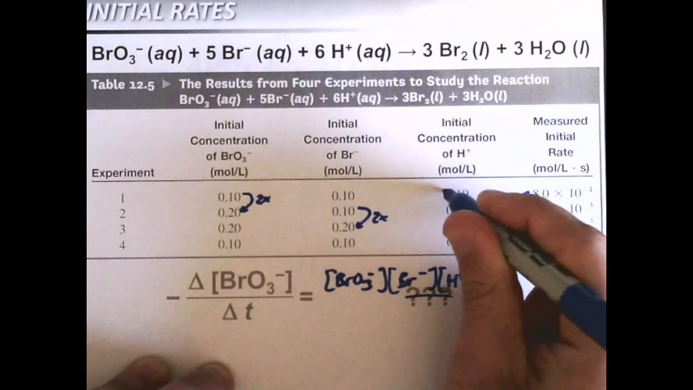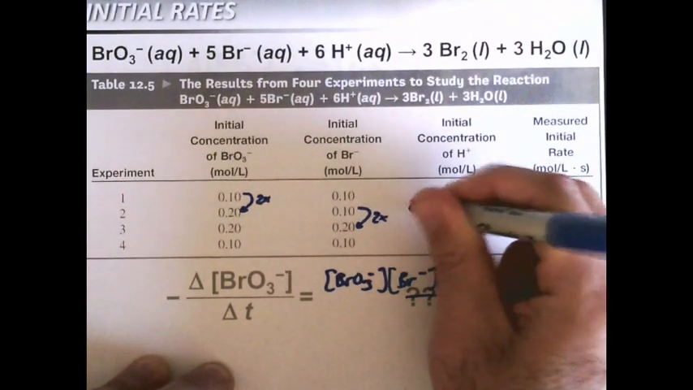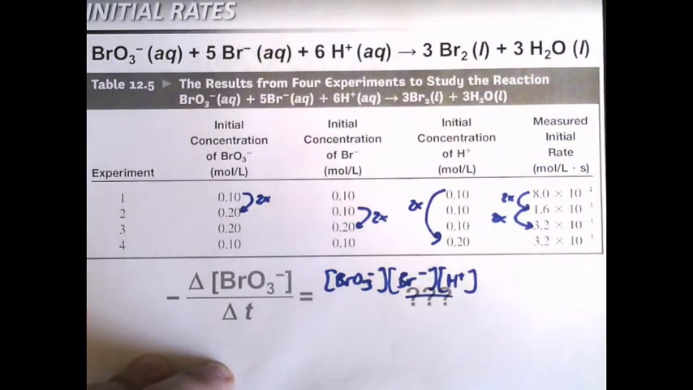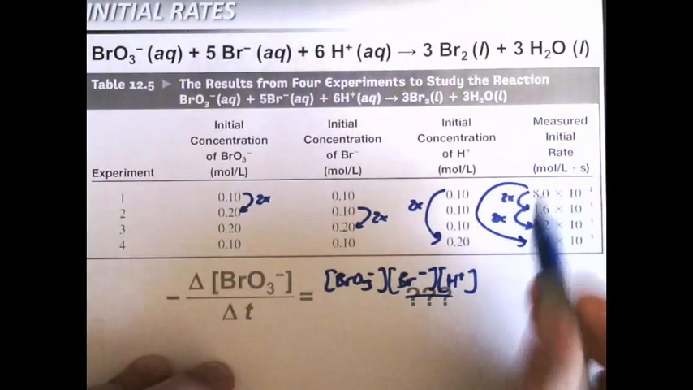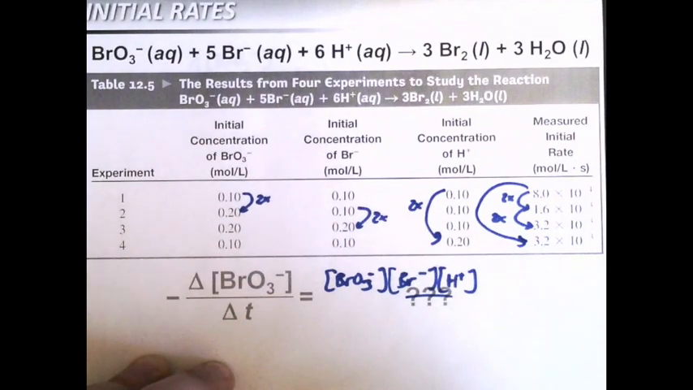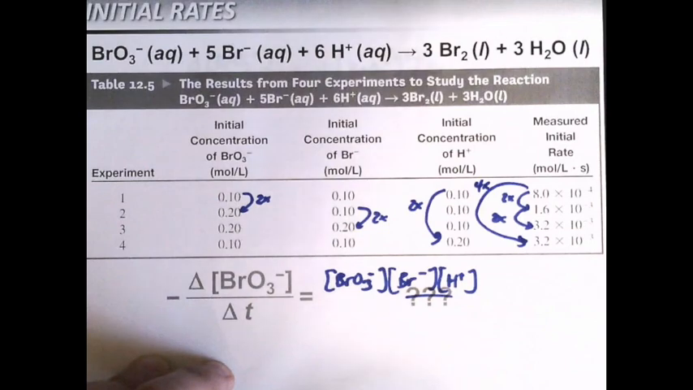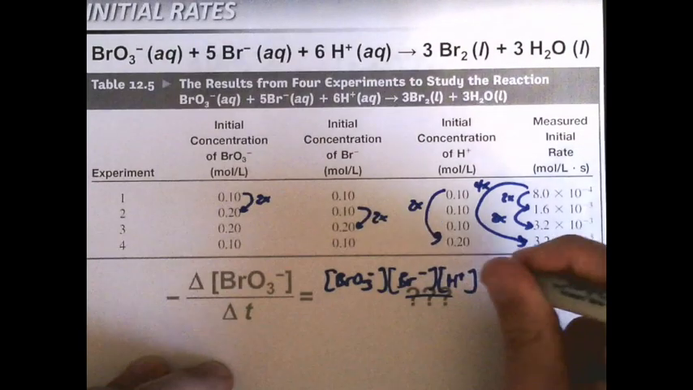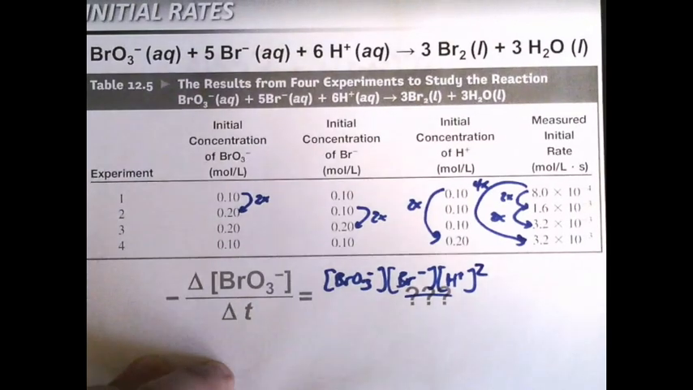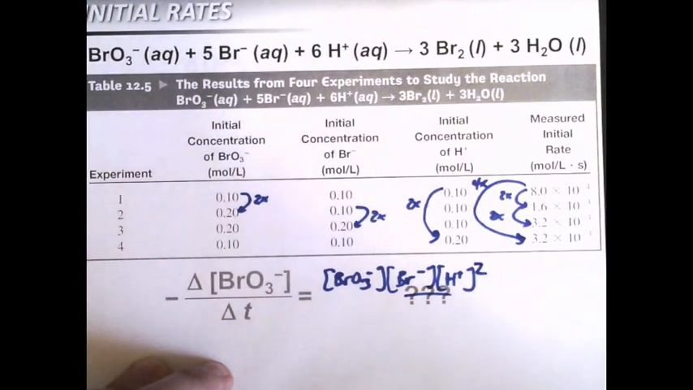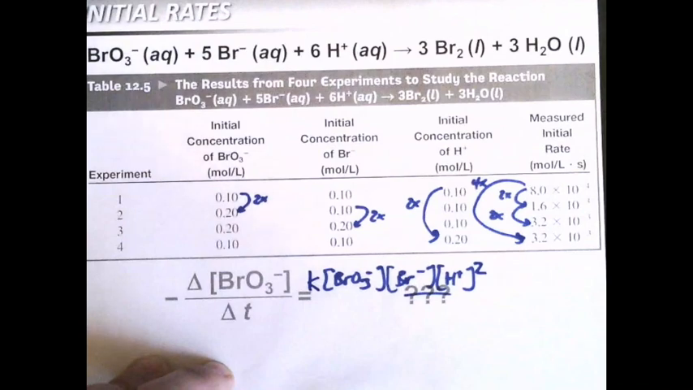So going from 1 to 4, I again have a doubling of H plus with nothing else changing in the process. And this time, going from 1 to 4, I now see again a change in the reaction rate, but it is a fourfold increase. And so what that means is that in order to accommodate that, if doubling the H plus concentration causes my rate to go up by a factor of 4, that means in my equation, the H plus concentration must be squared. And again, all of this is proportionality until such time as I add a constant.